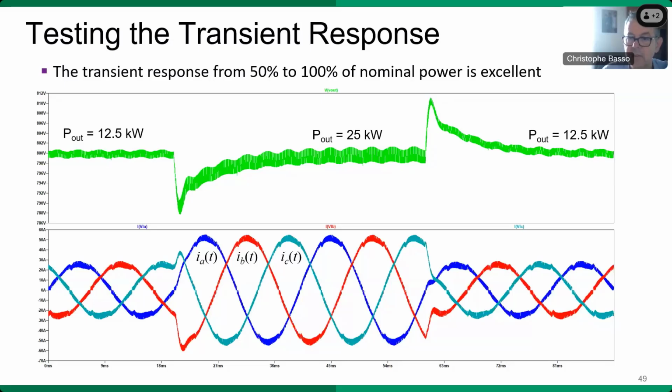I've got a THD at full power of 3.9% in this very simple application scheme. The power is set to 12.5 kilowatts in this region here, and then we jump to 25 kilowatts, and you can see a very good transient response. It's an 800 volt type of application. Okay.